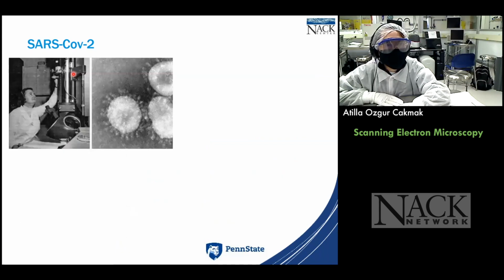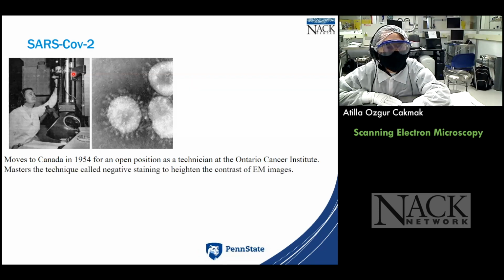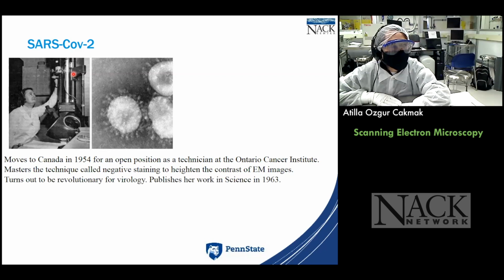Okay, so then how did this all happen, right? She moved to Canada in 1954 for an open position, still as a technician, at the Ontario Cancer Institute in Canada. And then she mastered the technique called negative staining to get better contrast in electron microscope images. This turned out to be really revolutionary for virology, and she published her work even in Science.